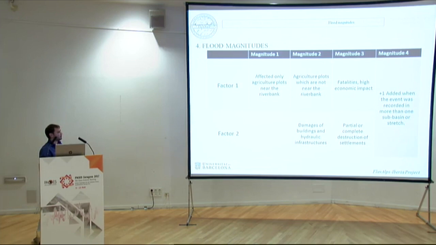For magnitude 4, we have to take into account flood events that caused damage in more than one sub-basin or stretch, as in the case of Antas. There are two sub-basins in the Antas River. So for flood events that reach magnitude 3 with this description, if these events affect two sub-basins or two stretches, we add plus 1, so it's magnitude 4. Here we have the data series completely.